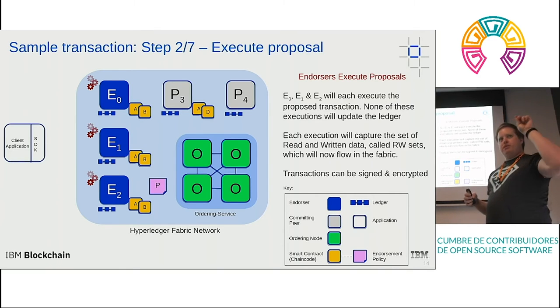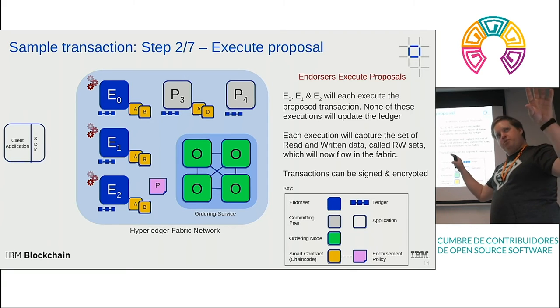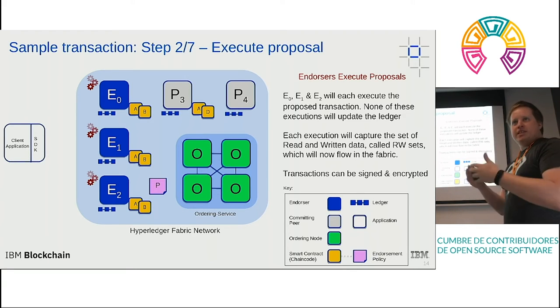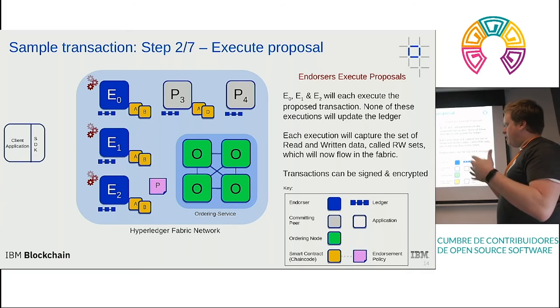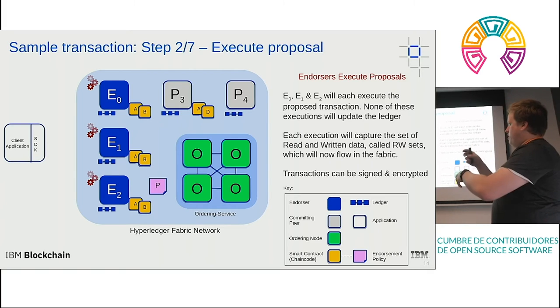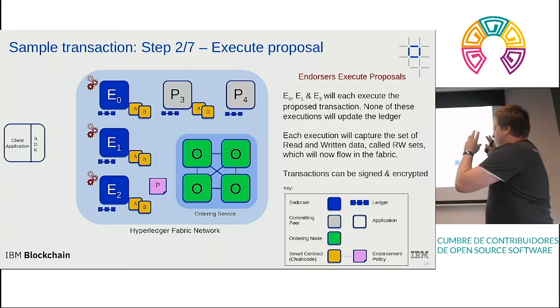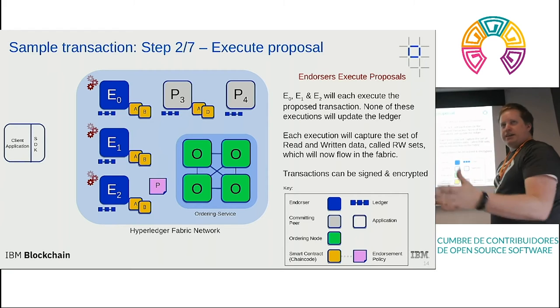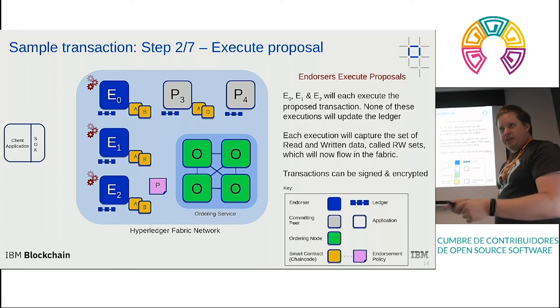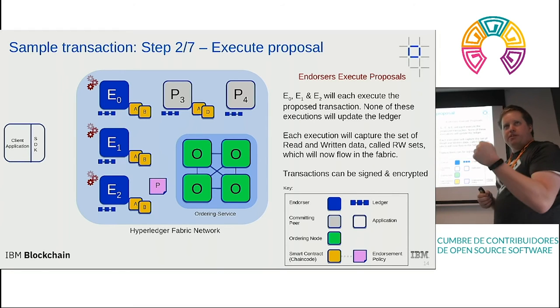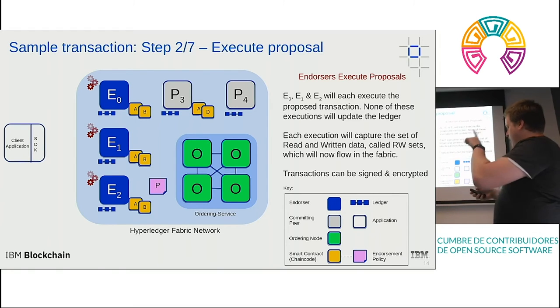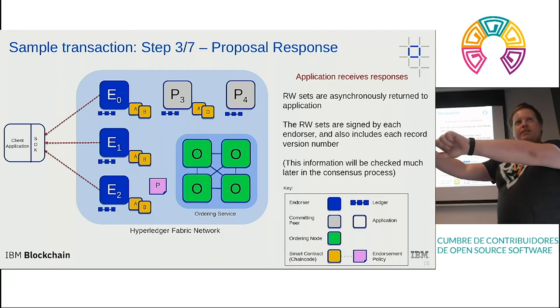and during that execution they will record what has been read and what has been written to the ledger. Again, that's the core state of any blockchain. What are we doing here? They do that execution, they collect these reads and writes, they sign it with their cryptographic material, their signature, and they send it back to the client.